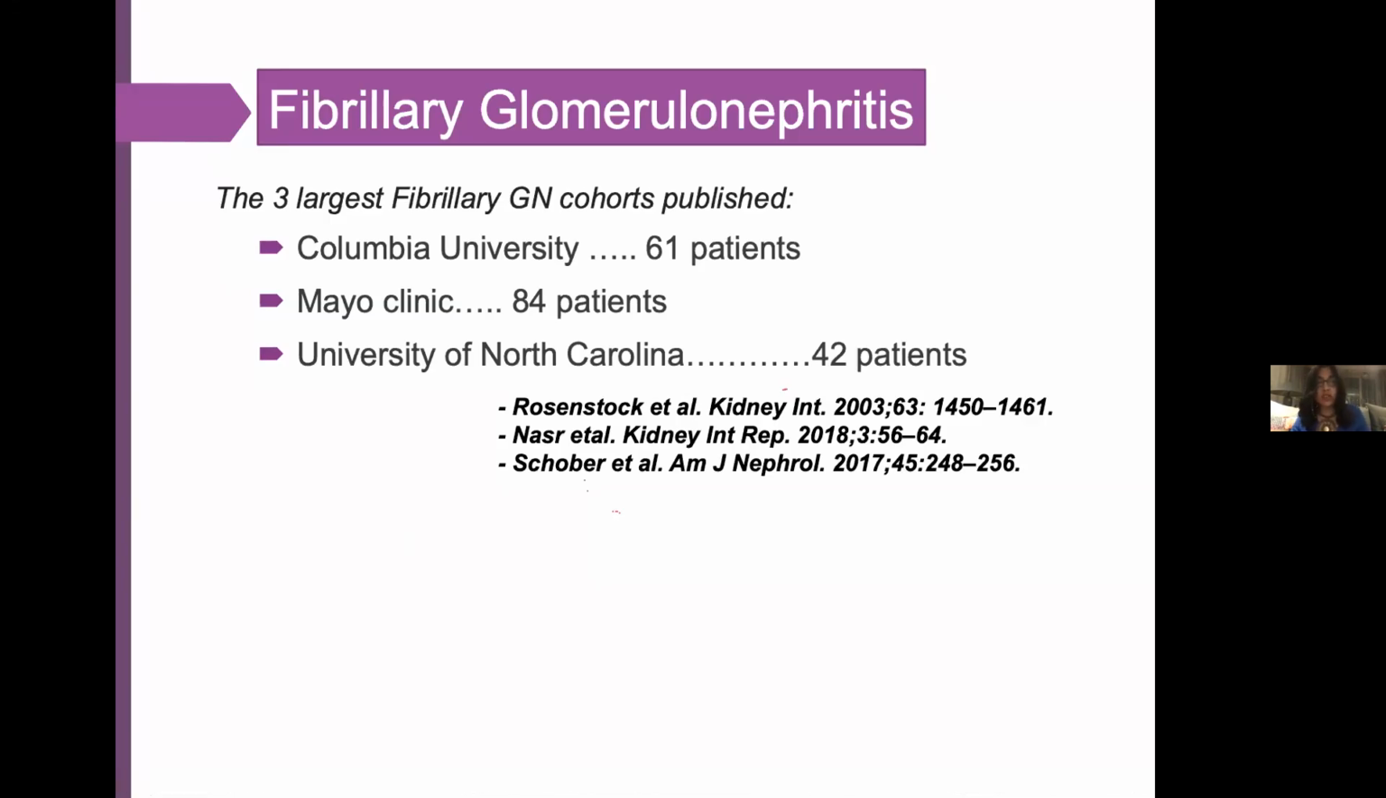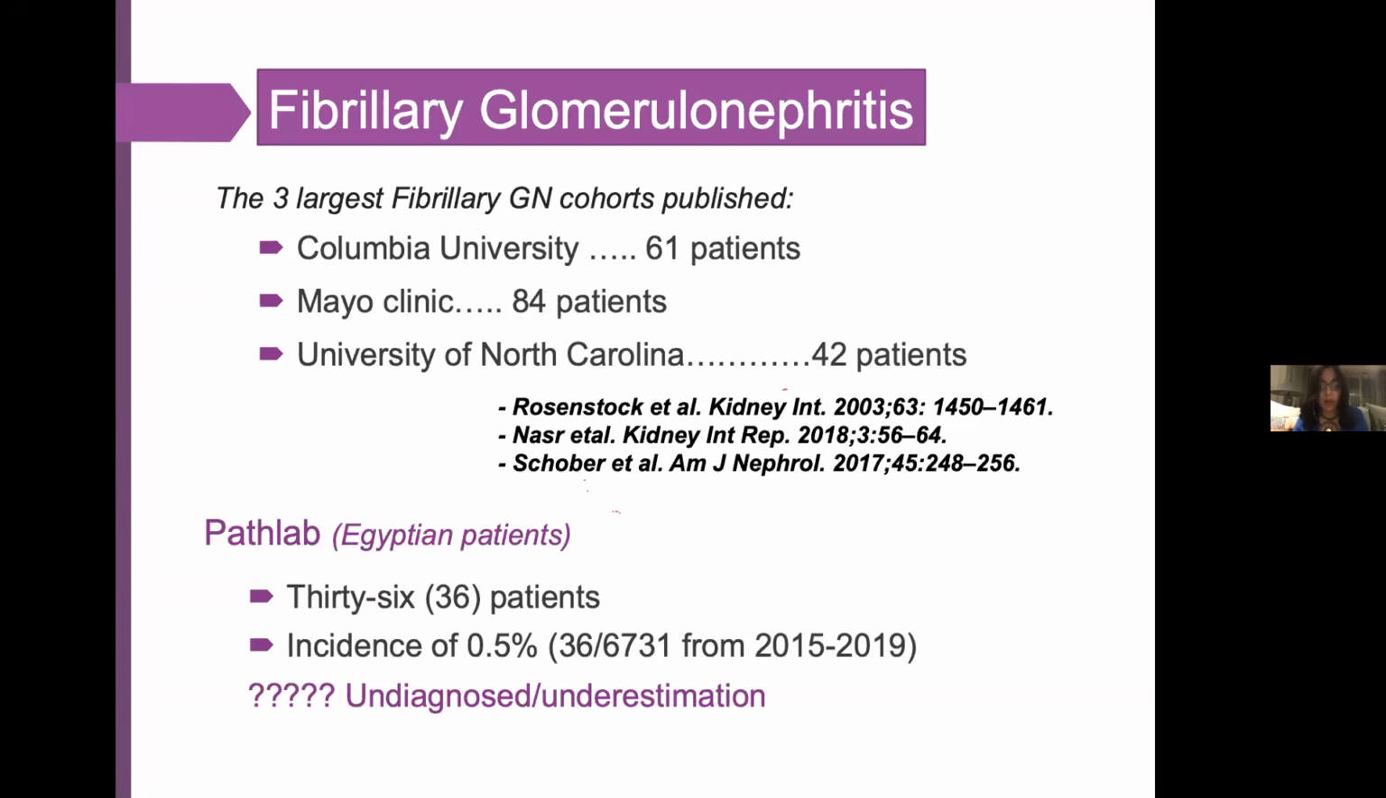The three largest fibrillary GN cohorts which were published were one in Columbia University, where they had 61 patients. In Mayo Clinic, they included 84 patients, and in UNC, they included 42 patients. And then we have our own series in our Egyptian patients, and we have 36 patients. This is an incidence of 0.5%.